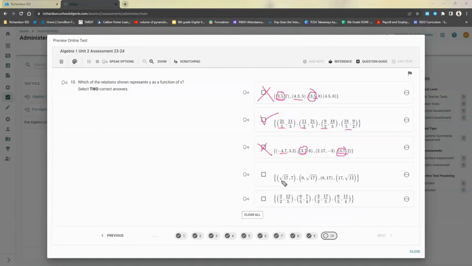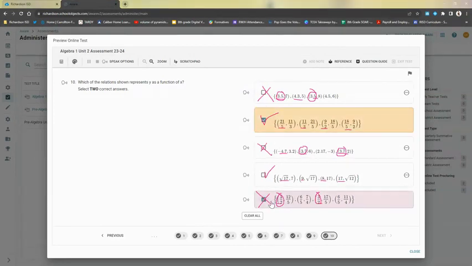Then square root of 17, 9, 8, 17: this is a function. Now we have 3 over 2, 3 over 2, these two x values repeat, so it is not a function, right? So your answer choices would be this one and this one. Oh, no, not that one. This one.